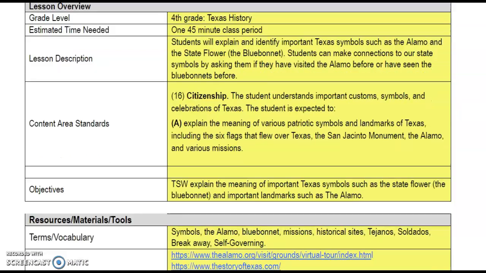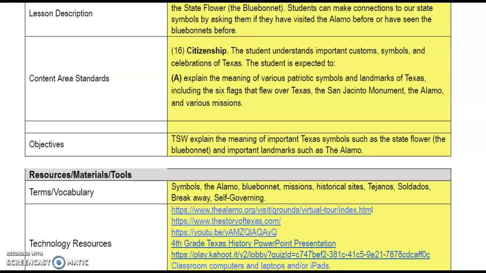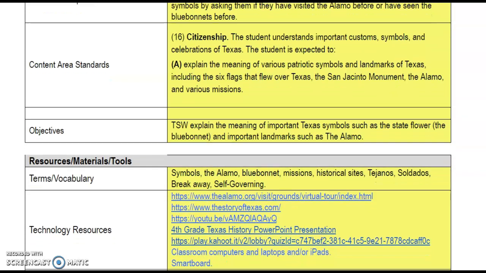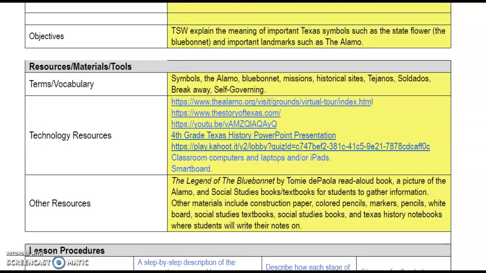And my TEKS is 4.16 Citizenship. The student understands important customs, symbols, and celebrations of Texas. The student is expected to explain the meaning of various patriotic symbols and landmarks of Texas, including the Six Flags that flew over Texas, the San Jacinto Monument, the Alamo, and various missions.